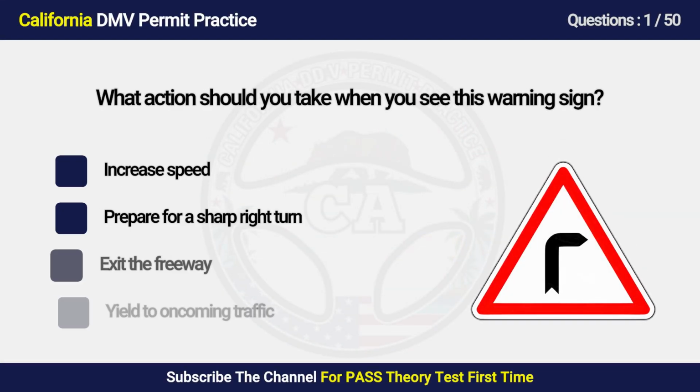Question 1. What action should you take when you see this warning sign? A. Increase speed. B. Prepare for a sharp right turn. C. Exit the freeway. D. Yield to oncoming traffic.